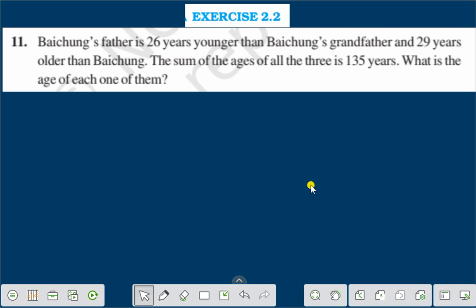Exercise 2.2, question number 11. Baichung's father is 26 years younger than Baichung's grandfather and 29 years older than Baichung. Here we are writing, this is Baichung.